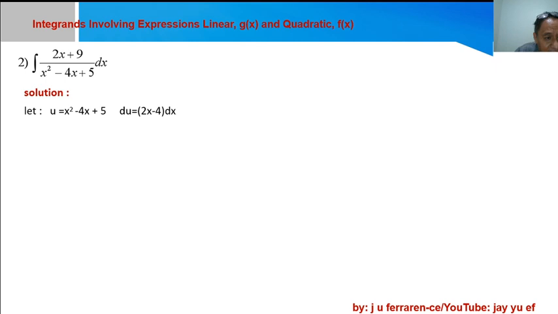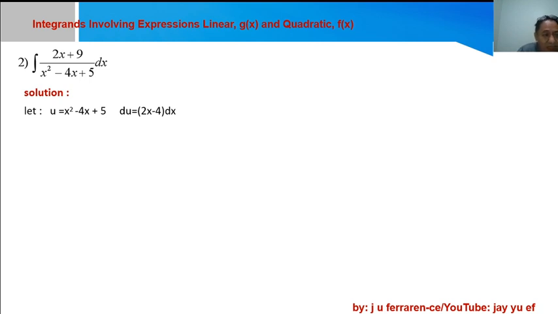So, if there's a linear term here, you can start calling your quadratic totally as your u. So, if my u is the given, x squared minus 4x plus 5, my du is 2x minus 4. Correct? So, okay. I have to look at my given. Good, my given is also containing 2x. So, it is easy because there is a 2x.